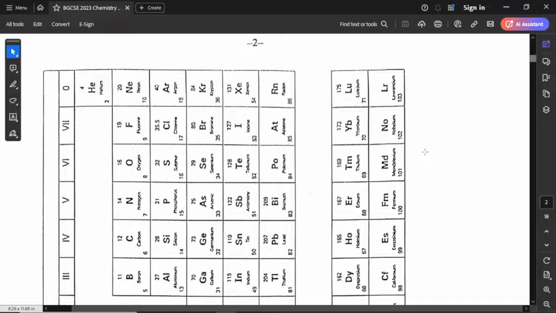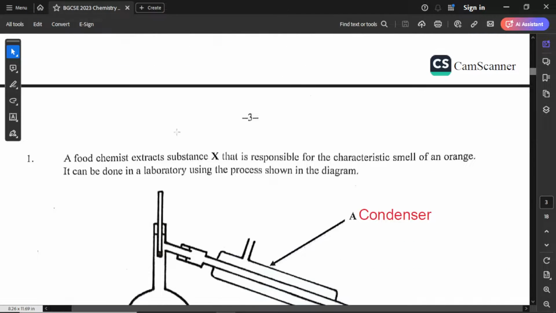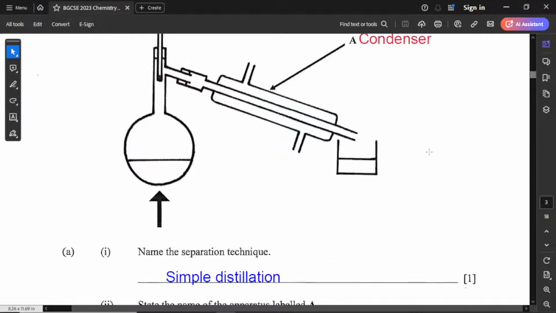Now, as usual, they will normally provide you with a periodic table, so that's one less thing to worry about. All right, so let's jump into question number 1, and it reads that a food chemist extracts substance X that is responsible for the characteristic smell of an orange. It can be done in the laboratory using the process shown in the diagram, and I labeled this piece of apparatus A as a condenser.